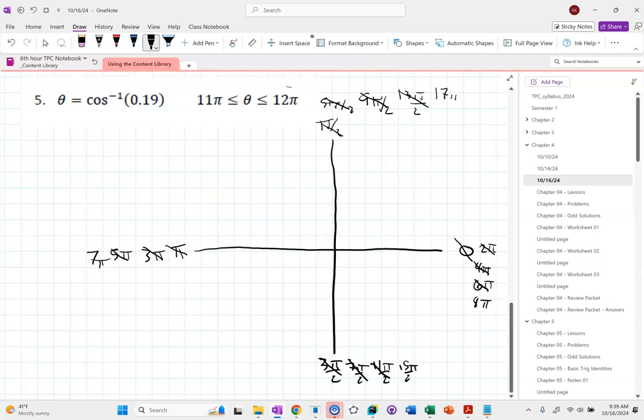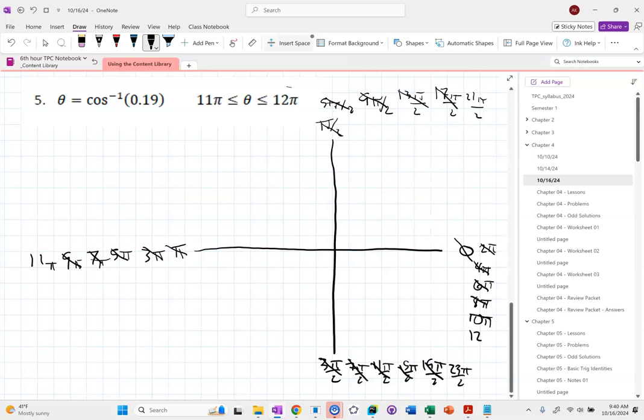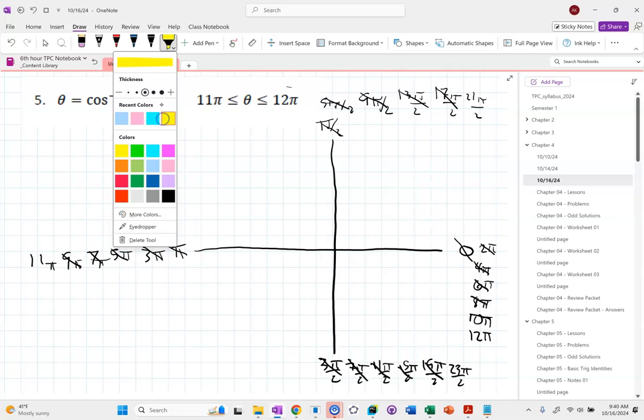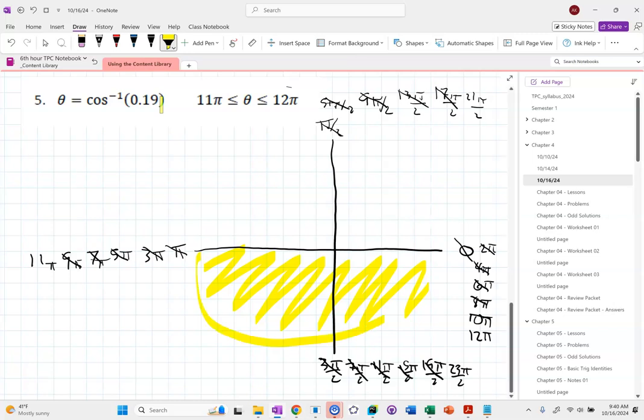And then 17 halves, 18 halves, 19 halves, 20 halves, 21 halves, 22 halves. That's the start. Oh, I'm sorry, 23 halves. And then 24 halves. Woo! That was super annoying, Mr. Kulik. I know. So we're looking at from 11 to 12.